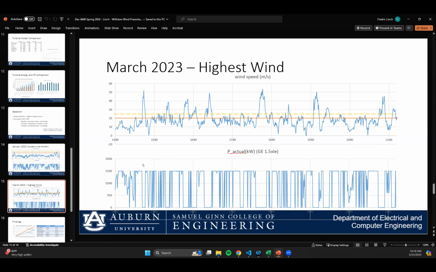And then March 2023, this is the highest wind time of the year with the highest wind speeds, right? So in the orange, that is the cutoff speed for the small turbine that has a cutoff speed of 20, right? And then 25 would be the cutoff speed of one of our larger turbines. But you can see that when the turbine is operating, it's pretty much always at rated power. And its limiting factor is just when wind speed is too high and it has to cut off to protect itself.